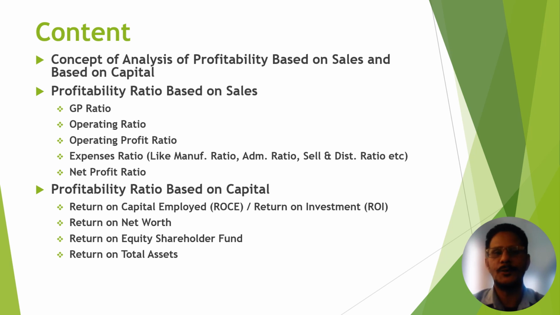Then profitability ratio based on sales under GP ratio, operating profit ratio, different particular expenses ratio, net profit ratio. After that, profitability based on capital. Under this we cover return on investment, return on capital employed, return on net worth, return on equity shareholder fund, return on total assets. This is the contents regarding this topic. Now let's start one by one.